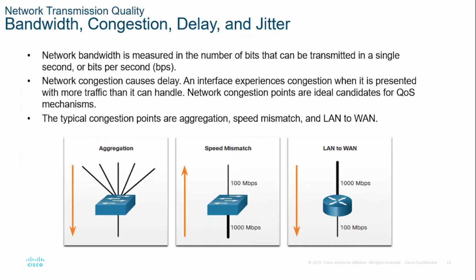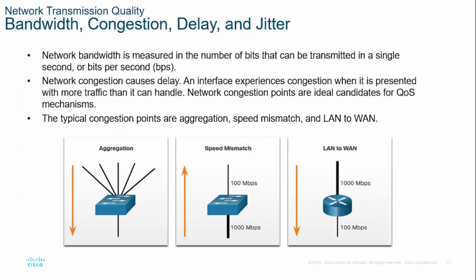The network congestion causes delay. An interface experiences congestion when it is presented with more traffic than it can handle. Network congestion points are ideal candidates for quality of service mechanisms. As you can see in the figure, these are three examples of typical congestion points: the aggregation, speed mismatch, and LAN to WAN.